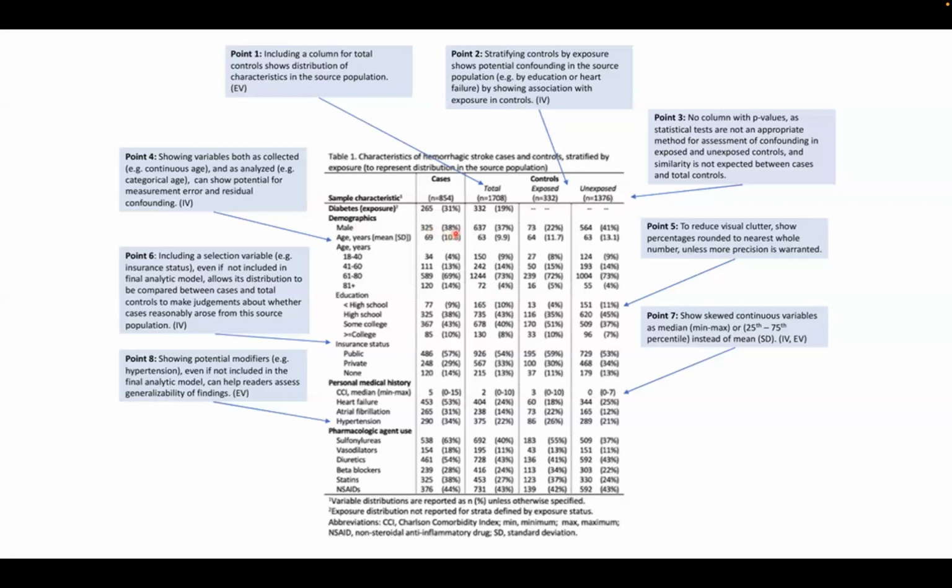We have 38% males and 37% males in the controls. And then we have 4% 18 to 40, and then 9% 18 to 40, 13 and 14, 69, 73. So it seems to be pretty closely distributed.